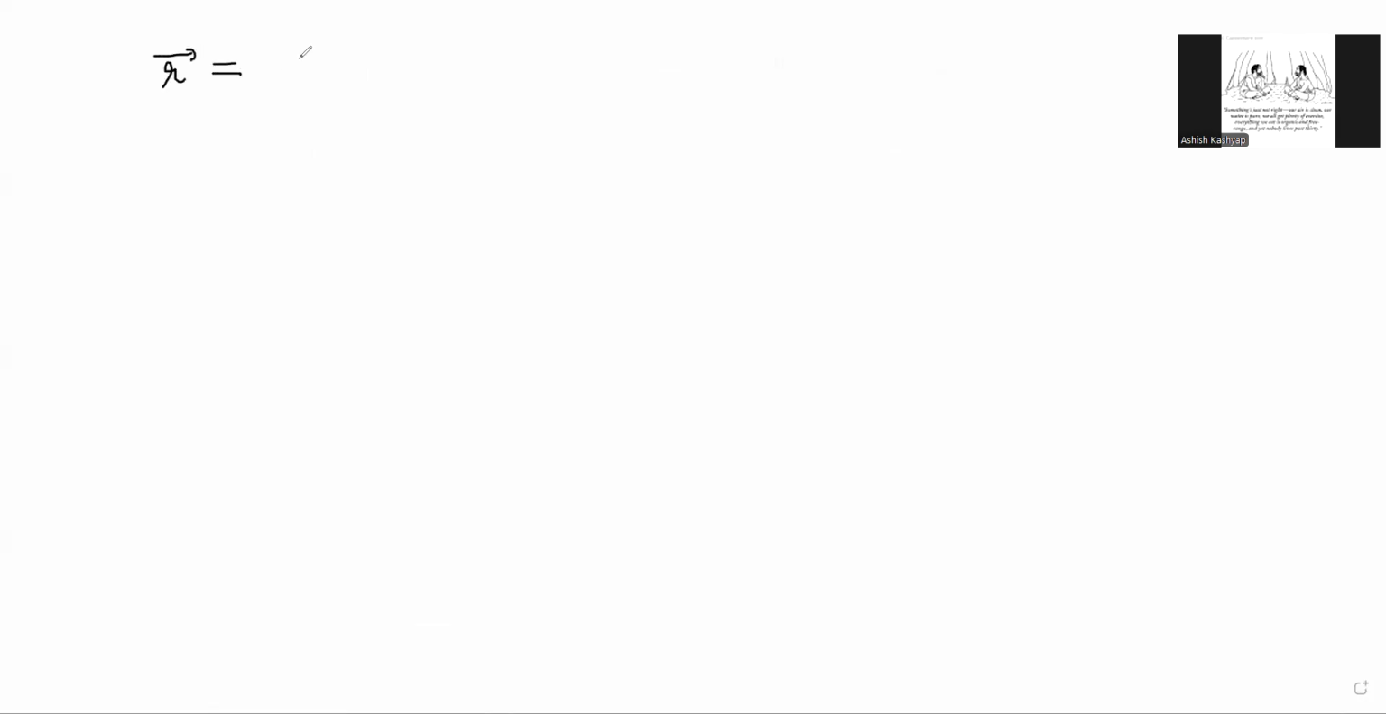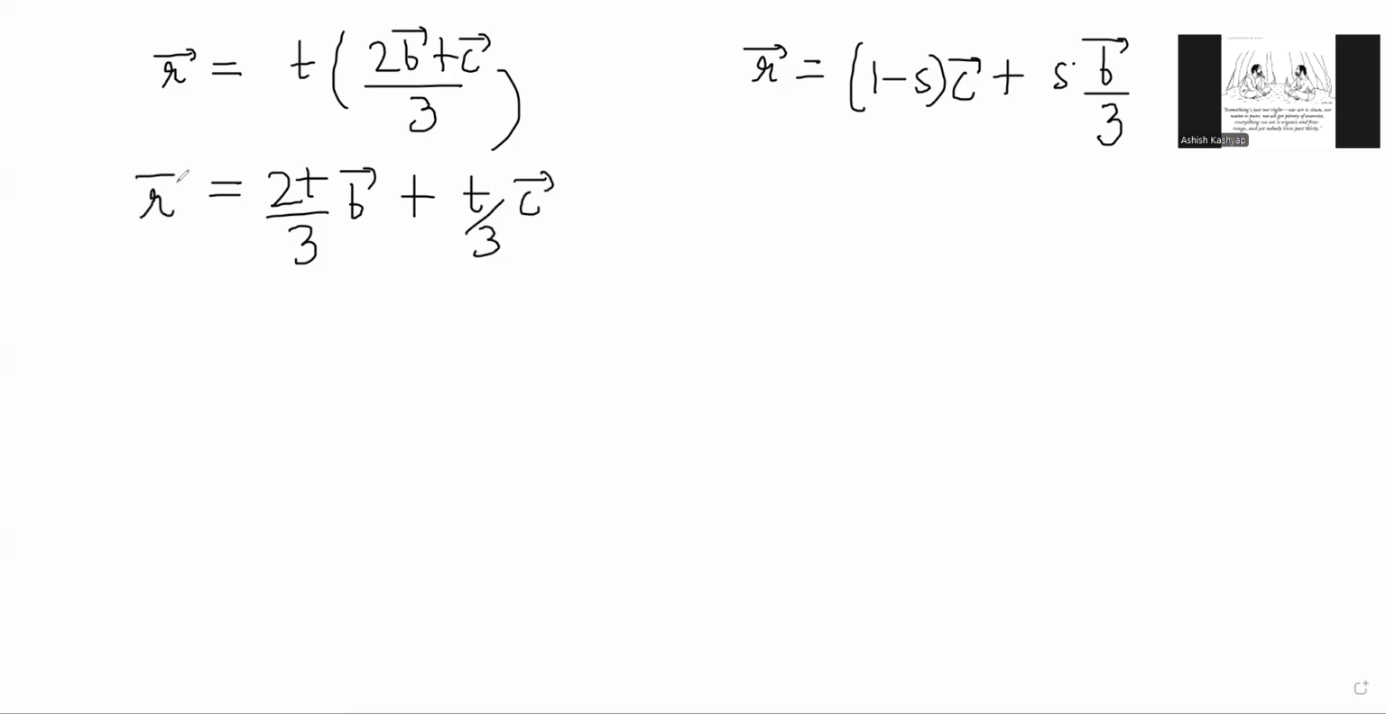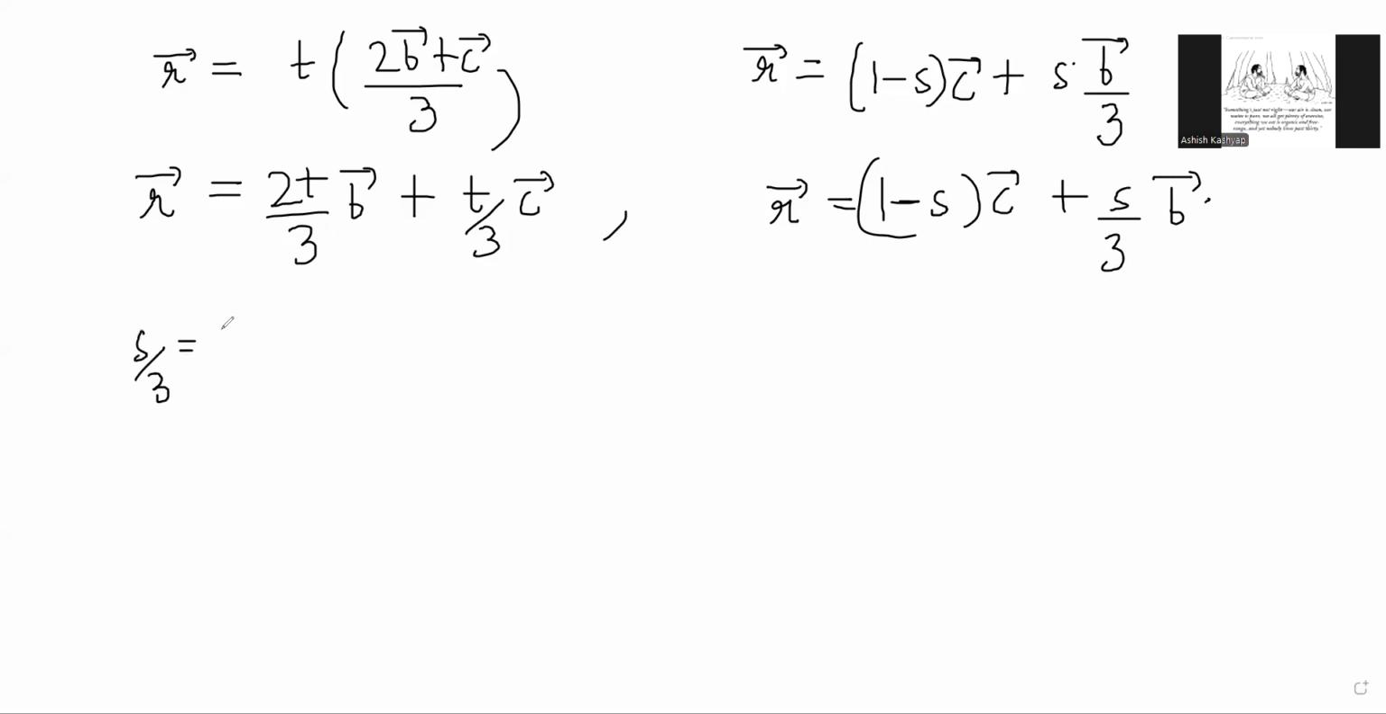So let's do that intersection on the next page. One line was t times (2B plus C) by 3, and the other line was (1 minus s)C plus s into B by 3, right? So from here you're getting 2t by 3 B cap plus t by 3 C cap, and here you're getting (1 minus s) C cap plus s by 3 B cap. So clearly, if the lines intersect at a point, you should have s by 3 equal to 2t by 3. So s is equal to 2t.